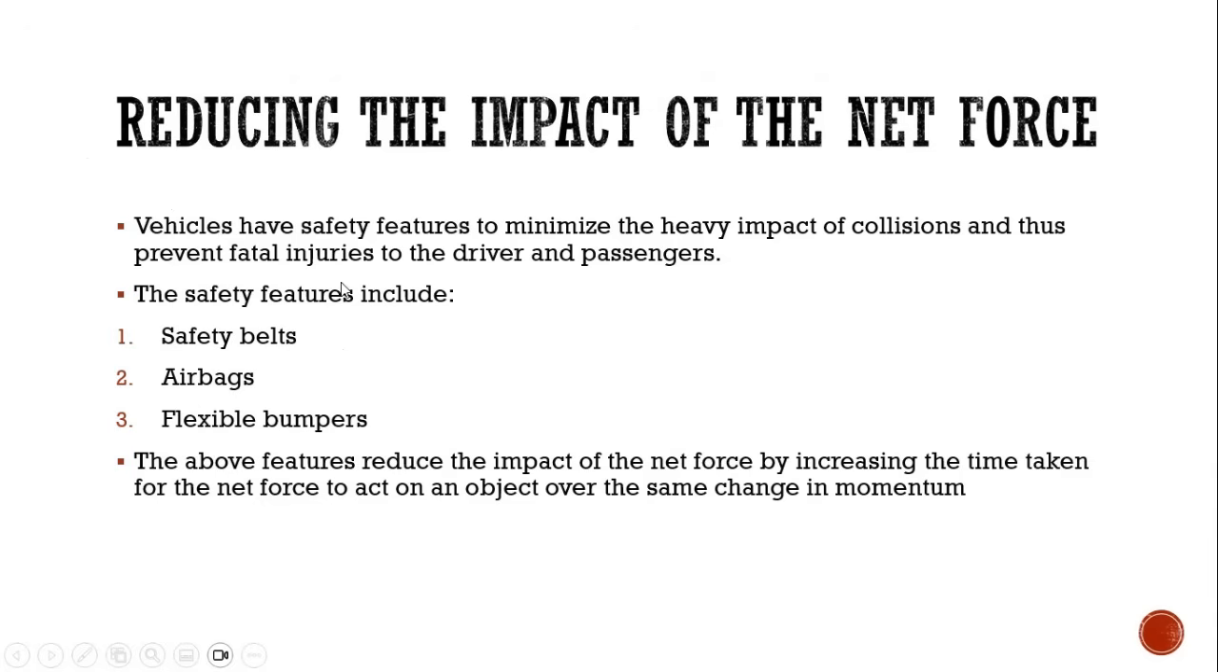So basically what these features do is that they reduce the impact of the net force by increasing the time taken for the net force to act on an object over the same change in momentum. So thanks to all those safety belts, airbags, and flexible bumpers, the impact of those accidents or collisions is not that deadly, right? But before these safety features were invented, a collision could simply lead to death. Okay, so now let's proceed.